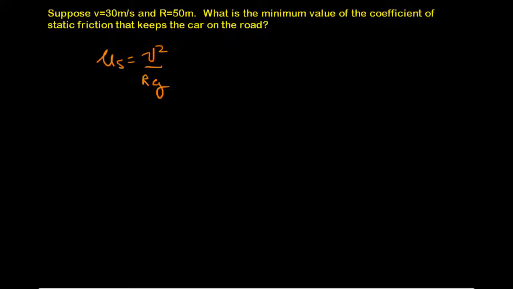So let's just put some numbers to that previous example. Suppose the car is traveling at 30 meters per second and the radius of the highway is 50 meters. What's the minimum value of the coefficient of friction, static friction, that keeps the car on the road? Again, our formula for that was mu sub s is equal to v squared over rg, and so we can just solve this. We can say this is 30 meters per second squared divided by 50 meters times 10 meters per second squared.